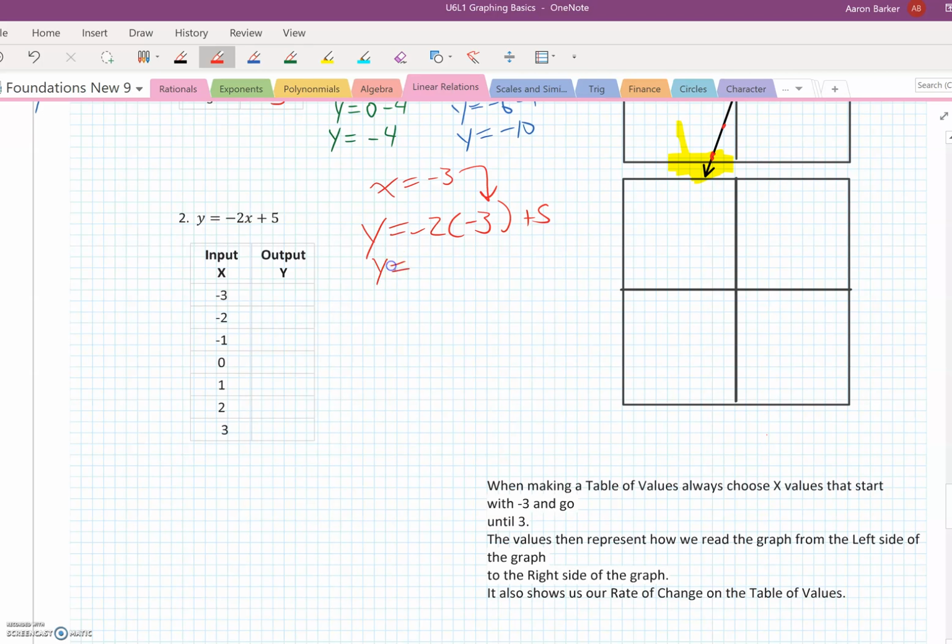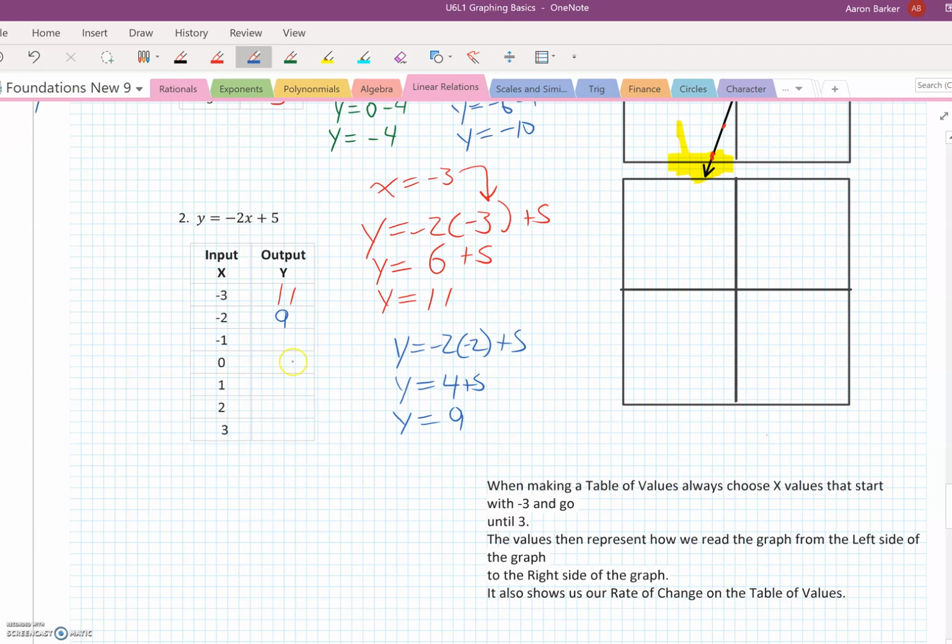And so you do a little bit of math, always writing it down because you don't want to make mistakes. Try and be perfect like Mr. Barker. And there's your output value. Then we go and do the next one. Okay, so the next one, our input will be -2. So y equals -2 times -2 plus 5. So y equals 4 plus 5. Y equals 9. And so that can go there.